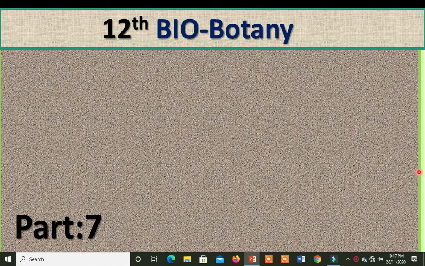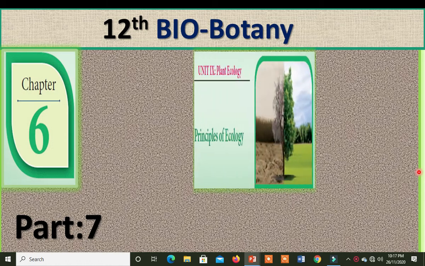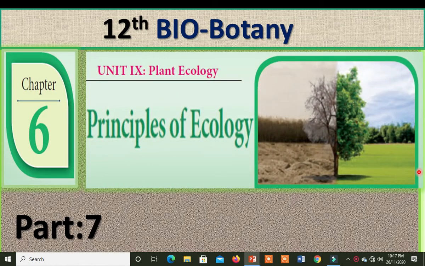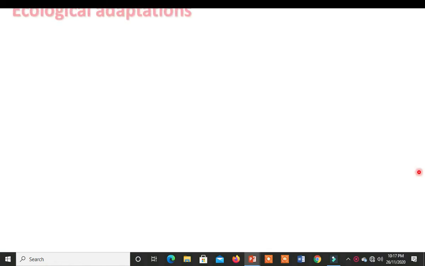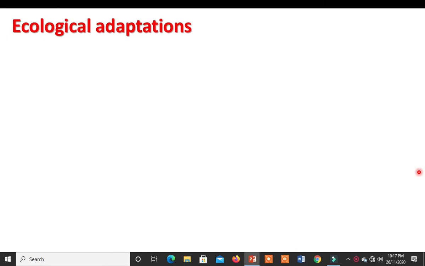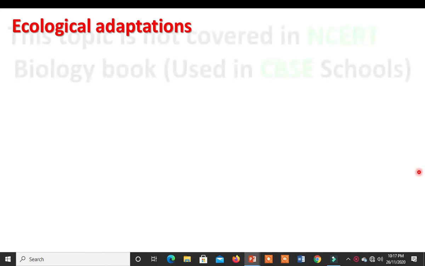12th Bio-Botany Chapter 6, Principles of Ecology. In this part, we are going to learn about ecological adaptations. In this part, we are going to learn some selected areas.